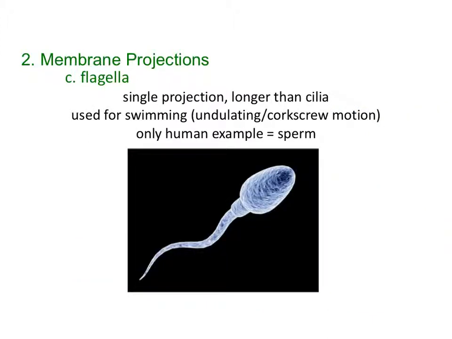The next membrane projection that we'll see, and we won't see this till the very end of the course, are flagella. Flagella is a single projection sticking out of, this is a sperm cell, rather than cilia, which are many, and it's used for swimming. Probably many of you have seen videos of sperm swimming around, and they beat the flagella back and forth, and that allows propulsion.